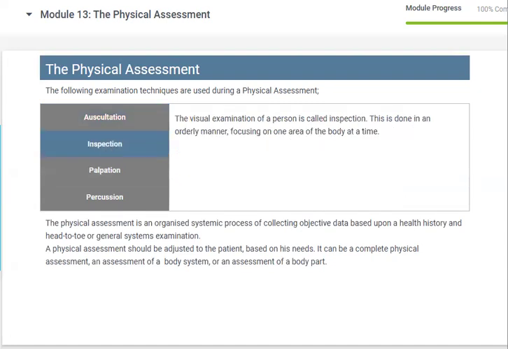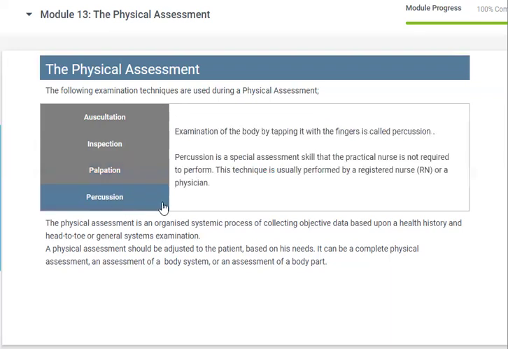Inspection. The visual examination of a person is called inspection. This is done in an orderly manner, focusing on one area of the body at a time. Palpation. Examination by touch is called palpation. The nurse feels for texture, size, consistency, and location of body parts.